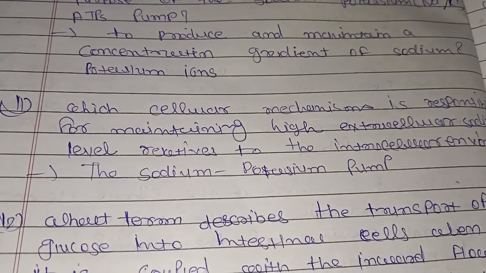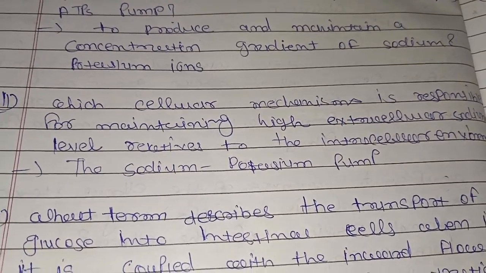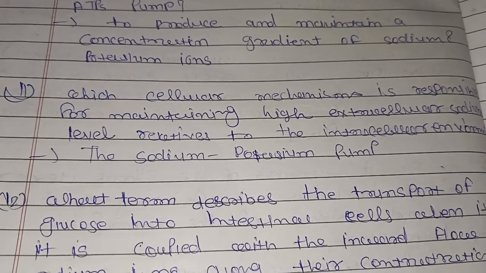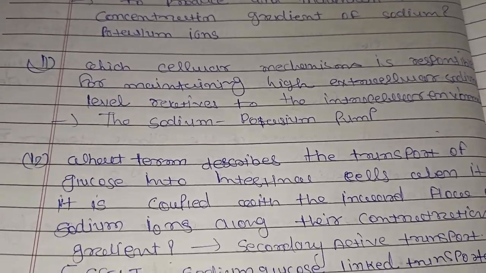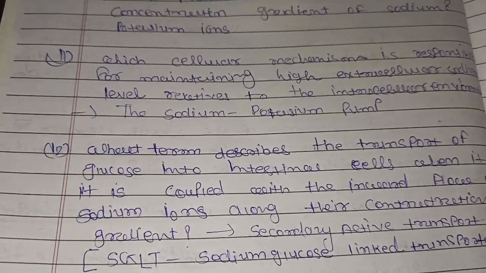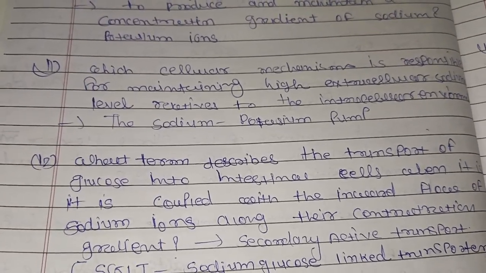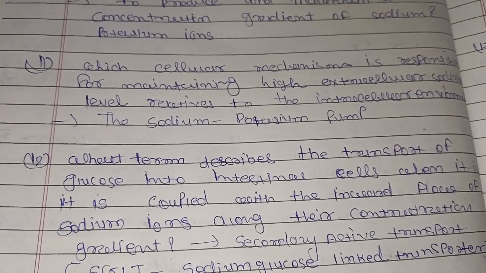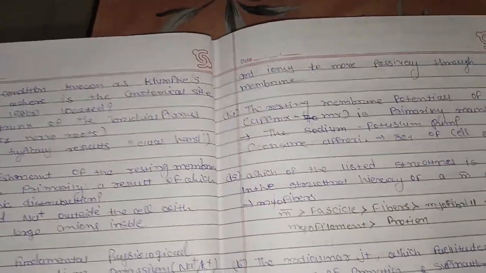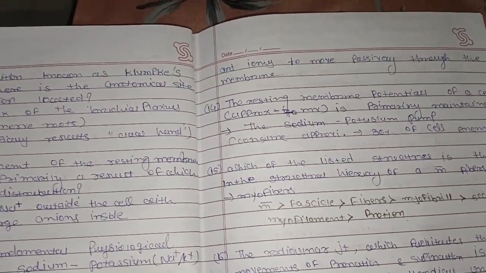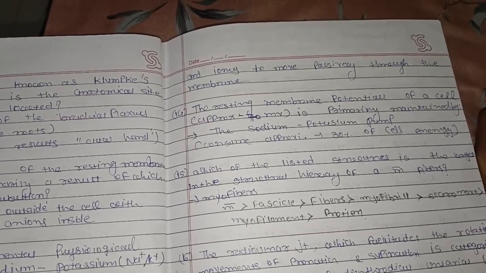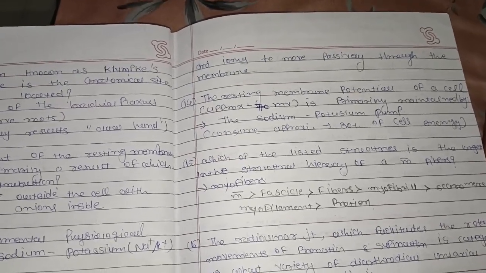Which cellular mechanism is responsible for maintaining the high extracellular sodium level relative to the intracellular environment? The sodium potassium pump. What is the term to describe transport of glucose? When sodium potassium pump works, secondary glucose and protein are involved, it means secondary active transport. The resting membrane potential of a cell, approximately minus 70 millivolts, is primarily maintained by the sodium potassium pump.